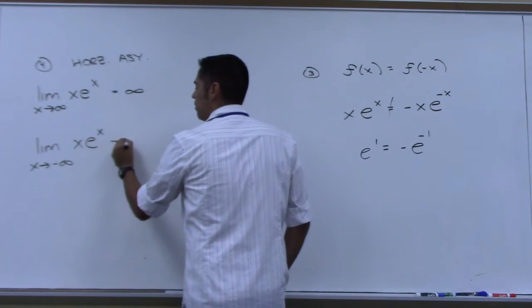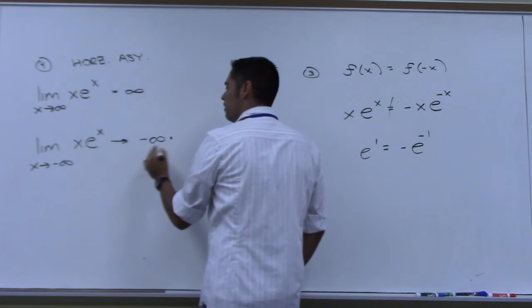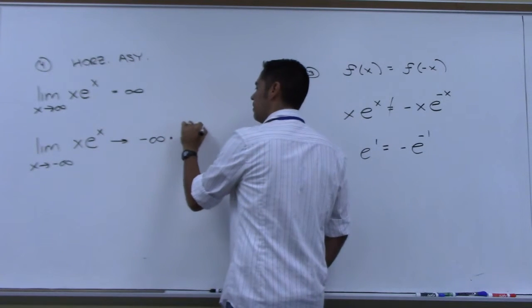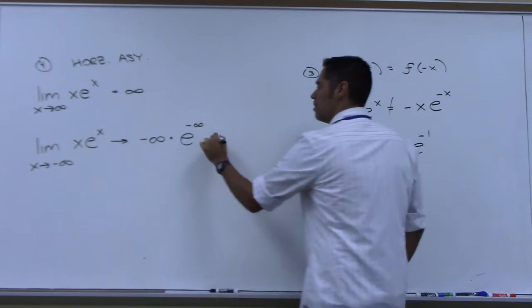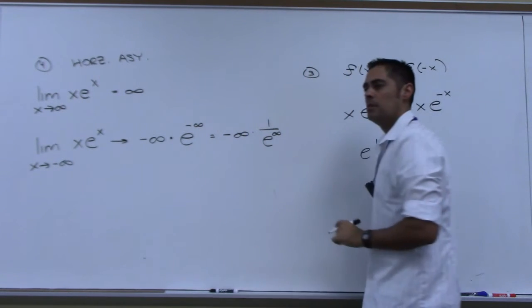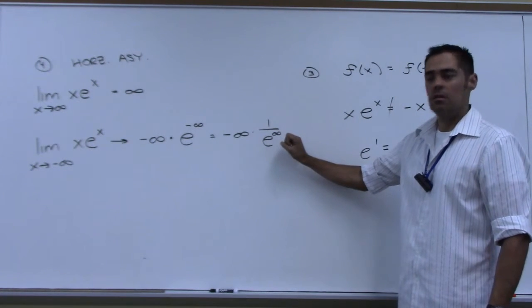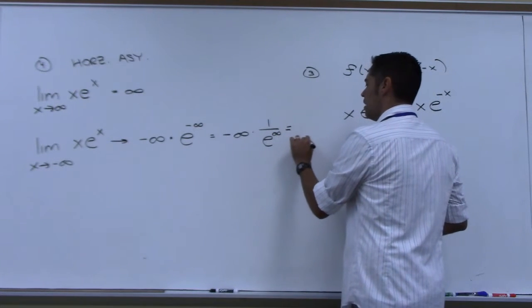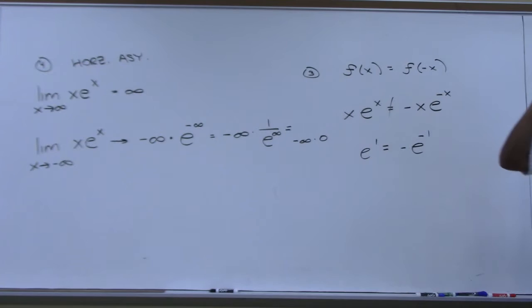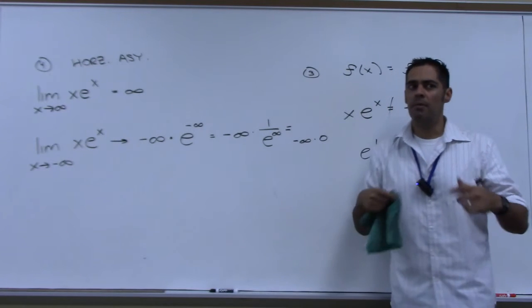If x is going to negative infinity, do you agree this is negative infinity times e to the negative infinity, which is really negative infinity times 1 over e to the positive infinity? 1 over a number that gets huge goes to 0. So what we have is negative infinity times 0, and that's an indeterminate form, which means we need to somehow figure out what that's doing, right? And remember how to determine when you have 0 and infinity multiplied, what the common trick was?